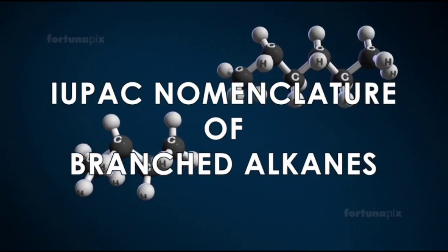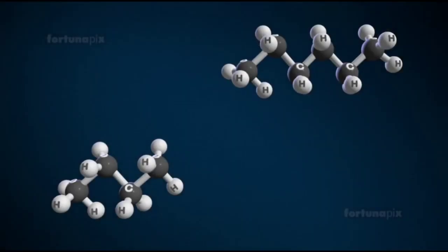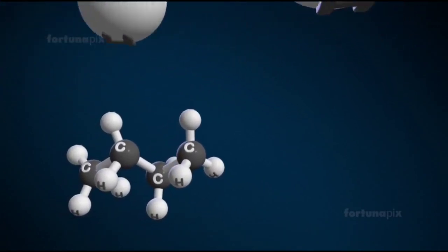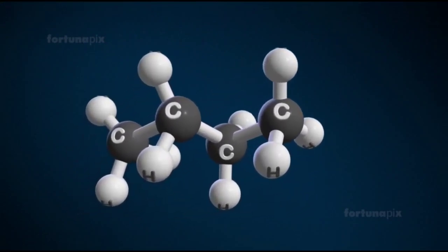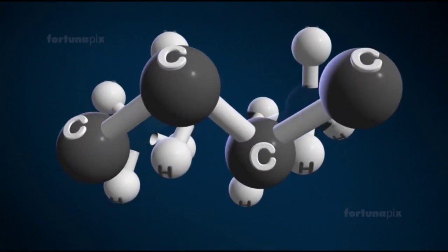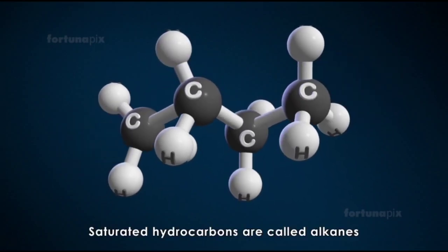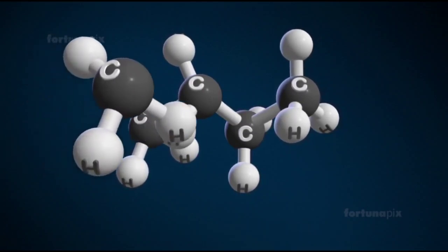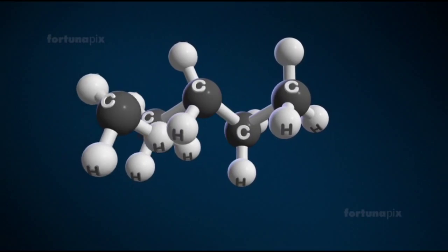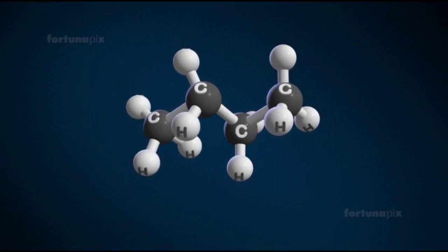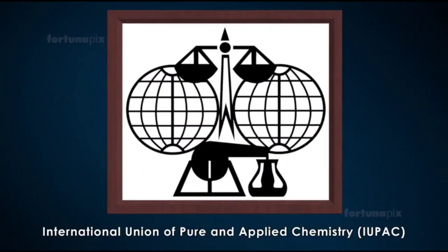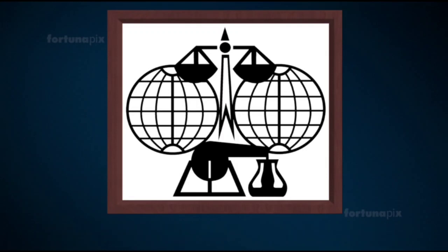IUPAC nomenclature of branched alkanes. Hydrocarbons contain only hydrogen and carbon. A saturated hydrocarbon is a hydrocarbon in which all the carbon-carbon bonds are single bonds. Such saturated hydrocarbons are called alkanes. Each carbon atom forms single covalent bonds with hydrogen. Naming organic compounds is called the IUPAC system. The initials signify the International Union of Pure and Applied Chemistry, which is an international body to set standards for chemists.